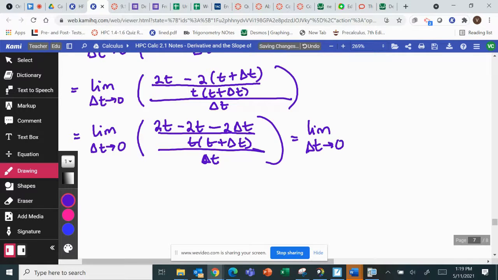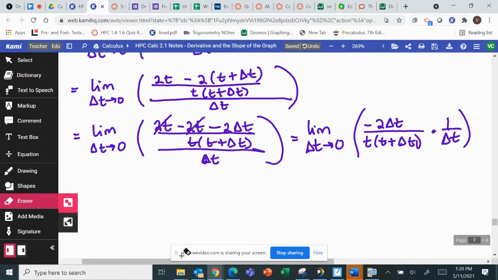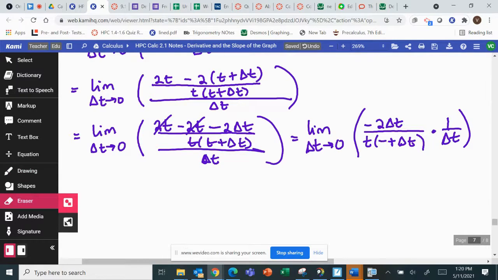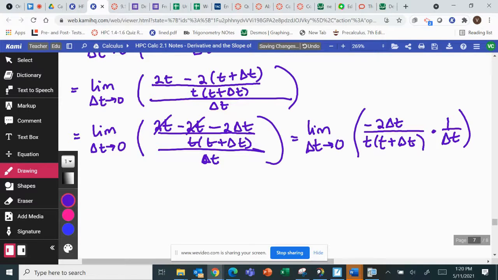At this point, instead of dividing by delta t, I'm going to multiply by its reciprocal. The two t's cancel out on top. I get negative 2 delta t over t times t plus delta t multiplied by 1 over delta t. So instead of dividing by delta t, I'm multiplying by its reciprocal. I'm just trying to fix my handwriting here. Okay, when we multiply by delta t, that will cancel out the delta t on top.